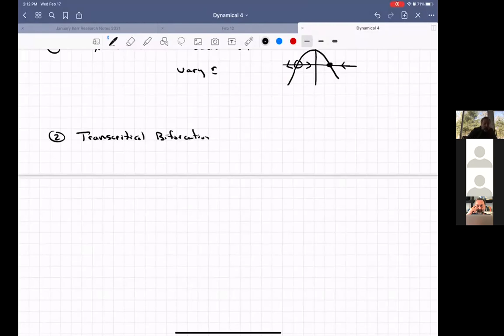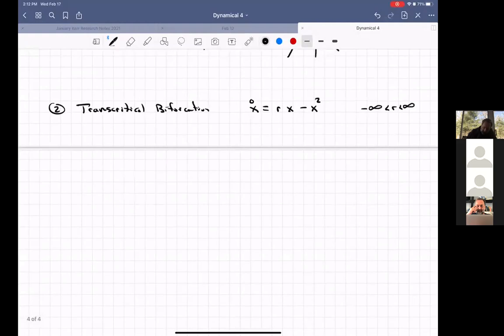And the normal form of the transcritical bifurcation is x dot is rx minus x squared. And here we're thinking that r is some number and it doesn't have to be anything in particular, right? So r can have either positive or negative values. And in the transcritical bifurcation, let's think about the fixed points.